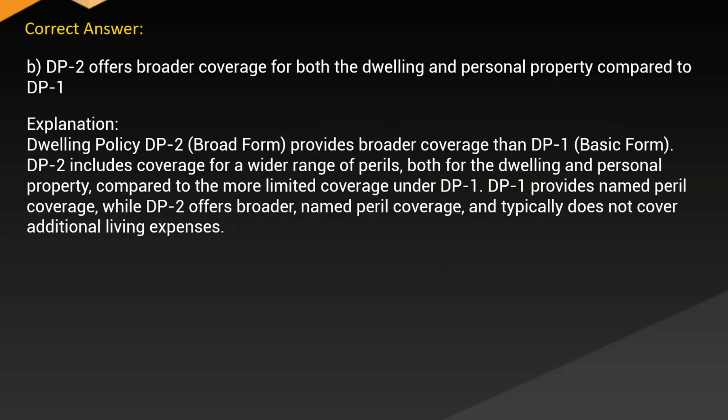Correct answer. B. DP-2 offers broader coverage for both the dwelling and personal property compared to DP-1. Explanation. Dwelling policy DP-2, broad form, provides broader coverage than DP-1, basic form. DP-2 includes coverage for a wider range of perils, both for the dwelling and personal property, compared to the more limited coverage under DP-1. DP-1 provides named peril coverage, while DP-2 offers broader named peril coverage and typically does not cover additional living expenses.